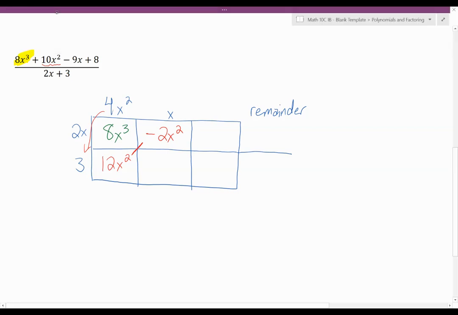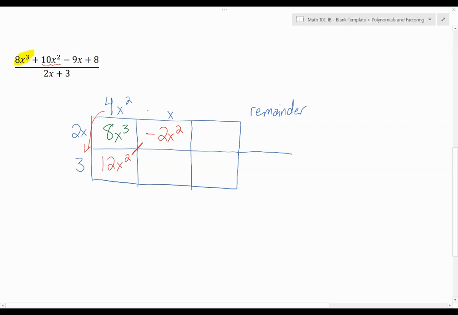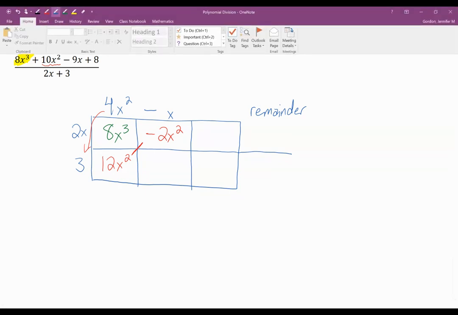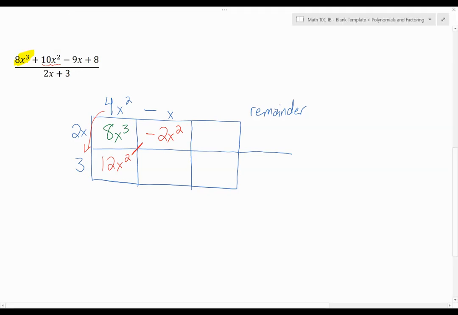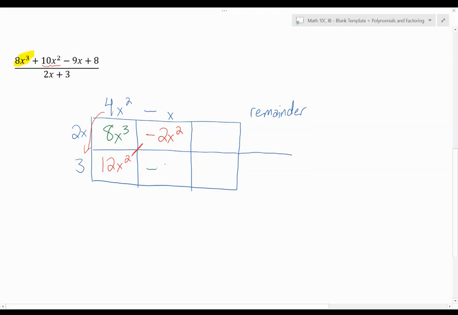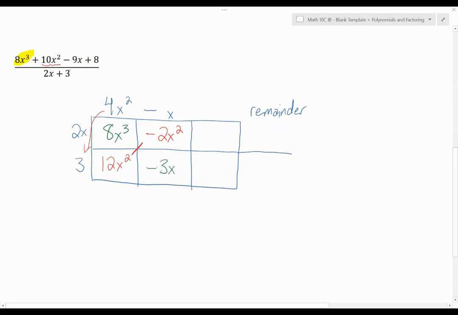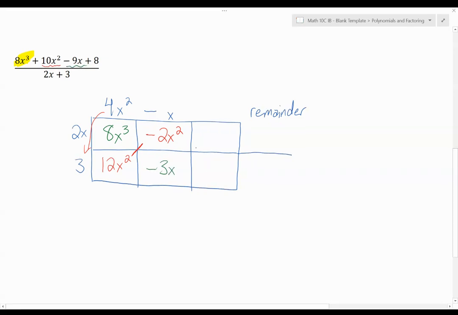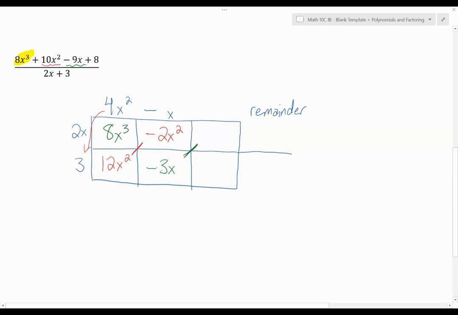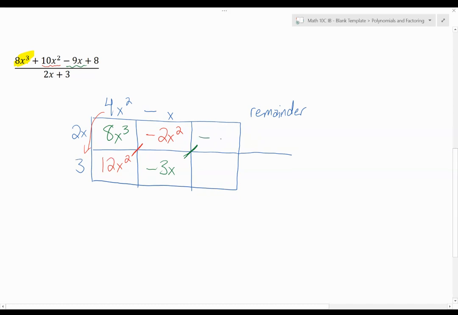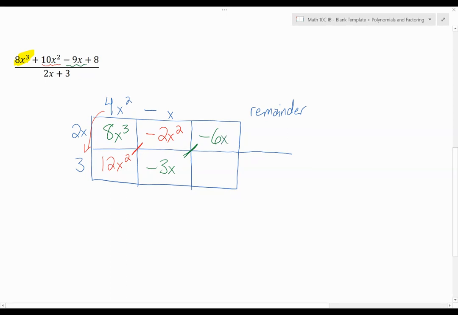Then I repeat. So negative 2x squared divided by 2x is negative 1x. I don't have to put the 1, so it's just negative x. Next, I multiply. So I'll do that one in green. Negative x times 3 is negative 3x. Bearing in mind that I want negative 9x. So again, on diagonals, what would it take so that these two terms together would be negative 9x? Well, I would need a negative 6x here because negative 6x minus 3x is negative 9x.